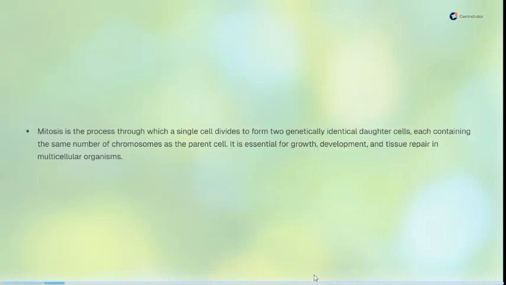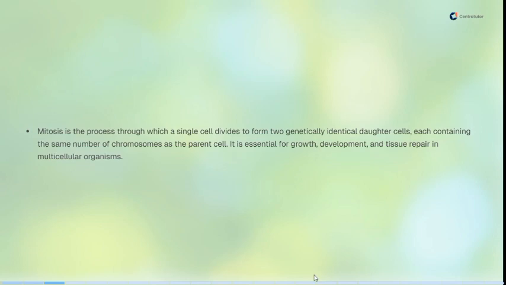What is mitosis? Mitosis is a process through which a single cell divides to form two genetically identical daughter cells. This definition is very important because it helps you distinguish between mitosis and meiosis. It's a process where a single cell divides into two genetically identical cells, each containing the same number of chromosomes as the parent cell. There are key points to pay attention to. First, it starts with a single cell, and that single cell divides into two identical daughter cells having exactly the same number of chromosomes as the initial starting point.